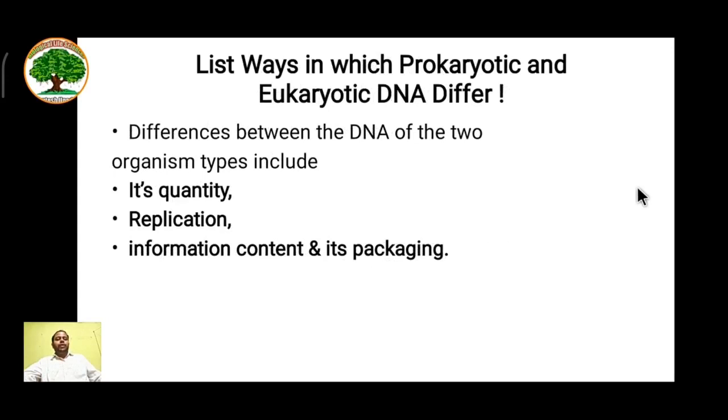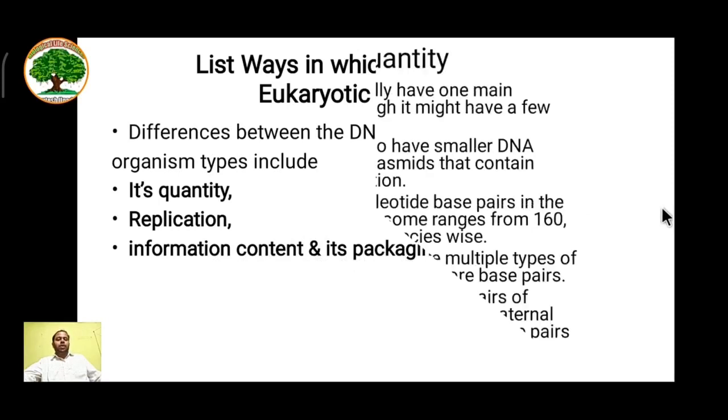Now the ways in which prokaryotic DNA differs from eukaryotic one. First of all, its quantity, that is in a prokaryotic cell it is much lesser and in eukaryotes much higher. Replication is more complex in eukaryotic cells than in prokaryotes, and the information content and its packaging is much simpler in prokaryotes, whereas it is highly complex in eukaryotic cells.